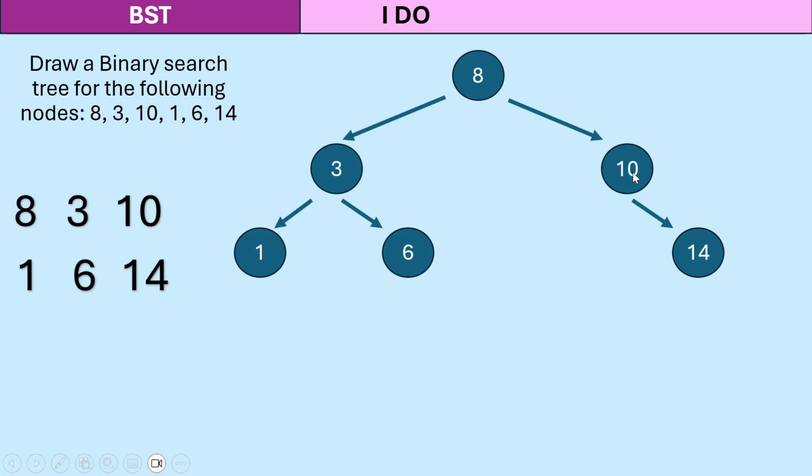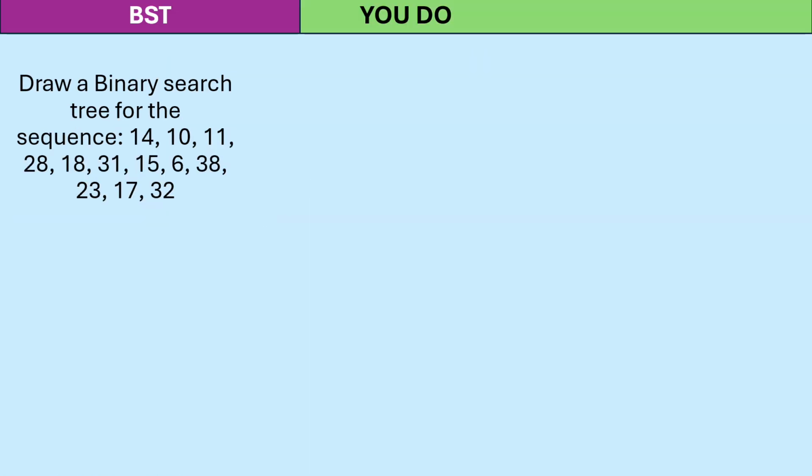Your turn now. Have a go at this question. So draw a binary tree for the following numbers: 14, 10, 11, 28, 18, 31, 15, 6, 38, 23, 17, and 32. Pause the video to have a go.